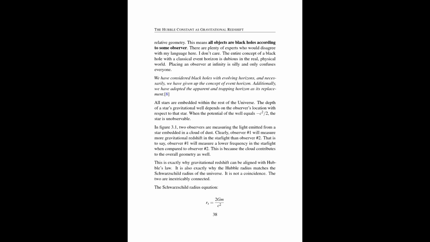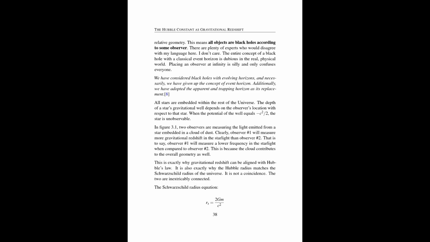Now, there are plenty of experts who would disagree with my language here. I don't really care. The entire concept of a black hole with a classical event horizon is dubious in the real physical world anyways. Placing an observer at infinity is silly and only confuses everyone. We have considered black holes with evolving horizons, and necessarily we have given up the concept of an event horizon. Additionally, we have adopted the apparent and trapping horizon as a replacement.